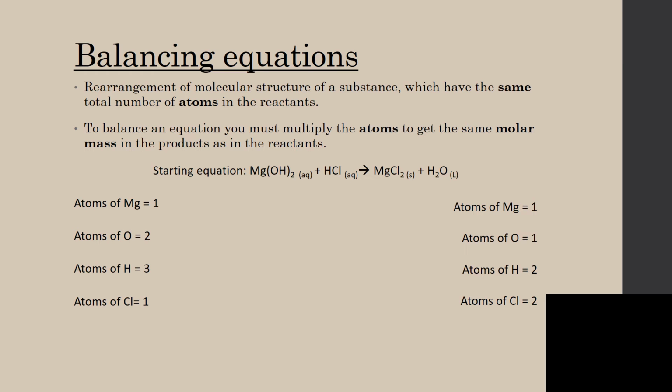In this equation, we see that on the left-hand side in the reactants, we have one atom of magnesium, 2 of oxygen, 3 of hydrogen, and 3 of chlorine. And in the products, we have 1 of magnesium, 1 of oxygen, 2 of hydrogen, and 2 of chlorine. Now that we know from the conservation of mass that atoms are not gained or lost, we now need to try balance them to have the similar atoms.